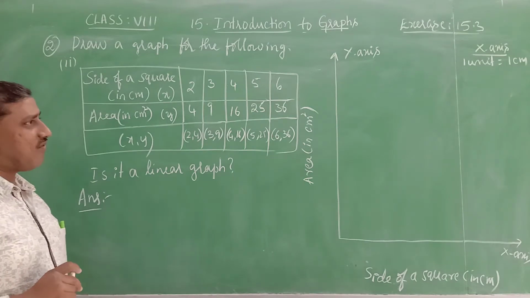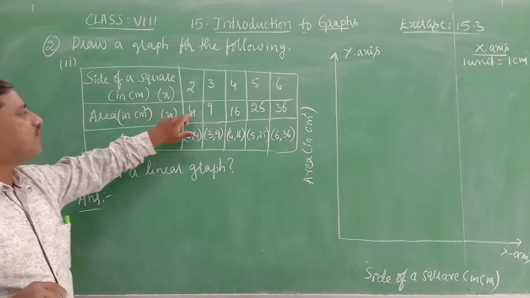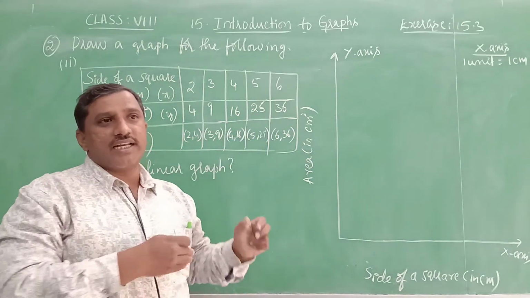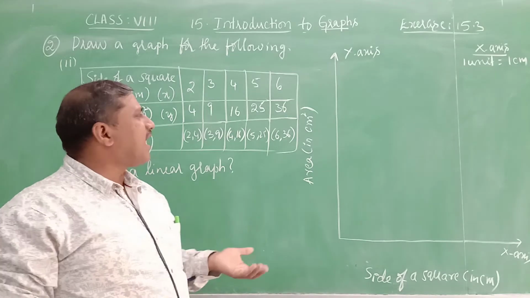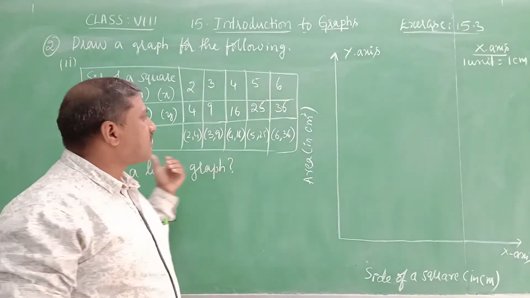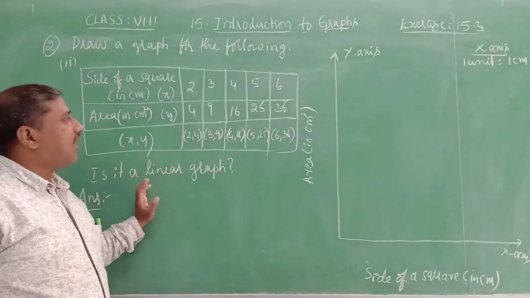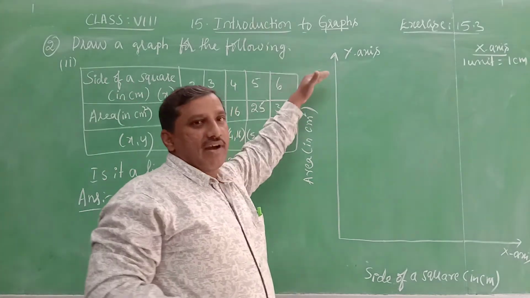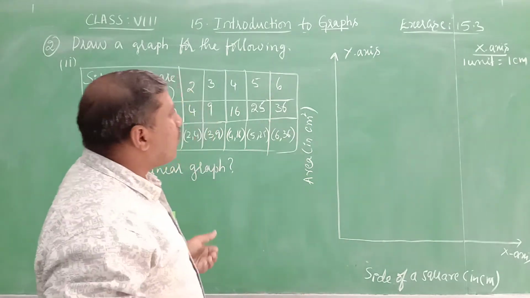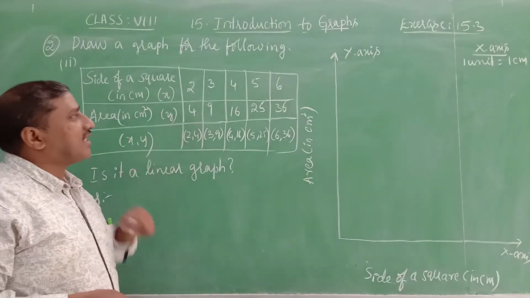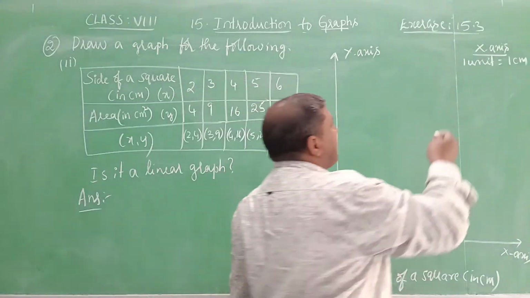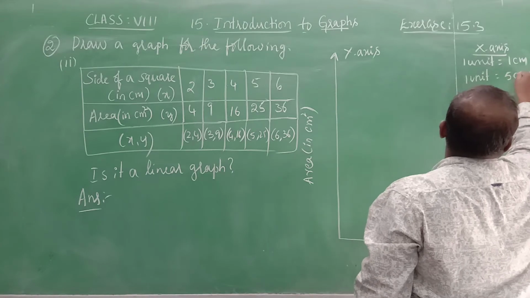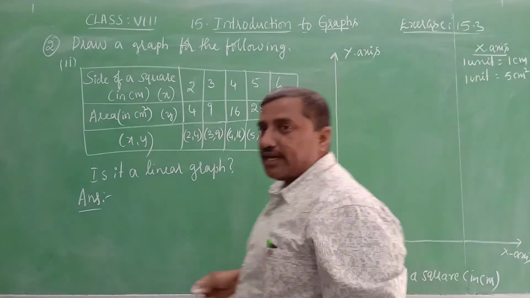Next, what is the scale for the y-axis? So we have the values 4, 9, 16, 25, 36. So there is no proper trend. So we can take 5 square centimeters as 1 unit. Even you can take 4 or you can take 2. If you take 2, a very big y-axis we should get. Then better go for 1 unit equals 5 square centimeters, that is 5 centimeters square.